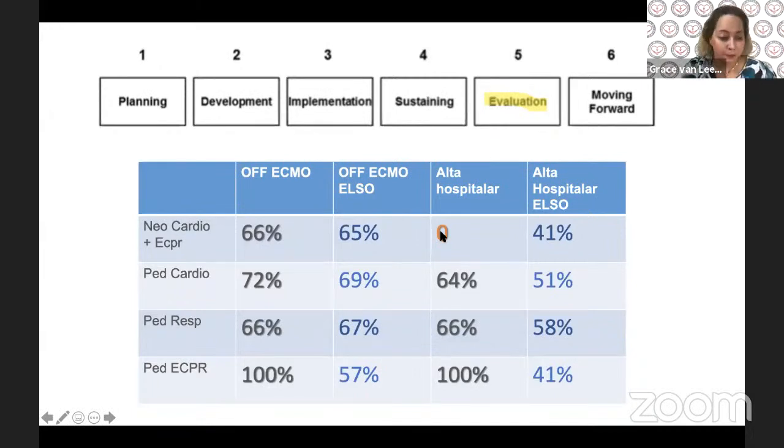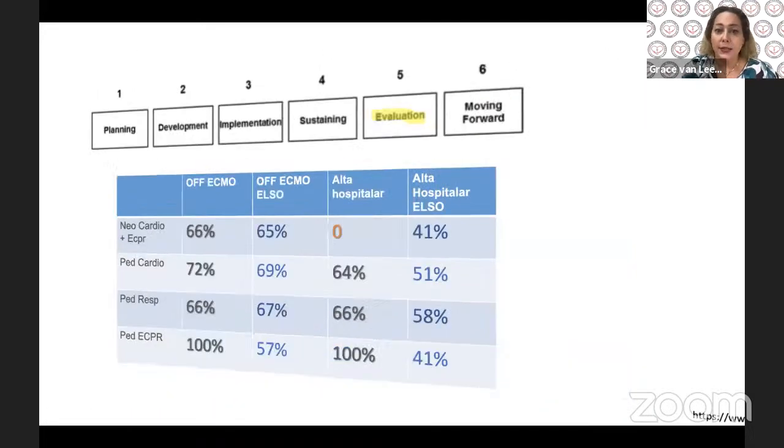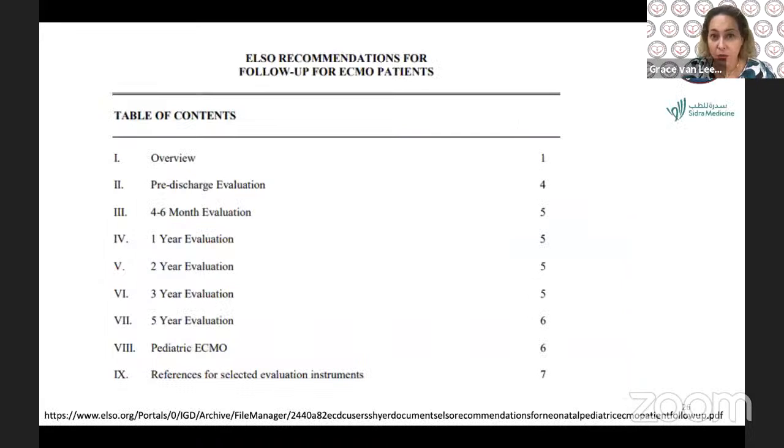So then we had a lot of meetings, brainstorms, and we changed a lot of things to get this result better. And it really worked. So it's important to evaluate what we are doing and to evaluate the long term of what we are doing as well. As per ELSO recommendation, we have an outpatient clinic to follow up the neurological status of these patients mainly.